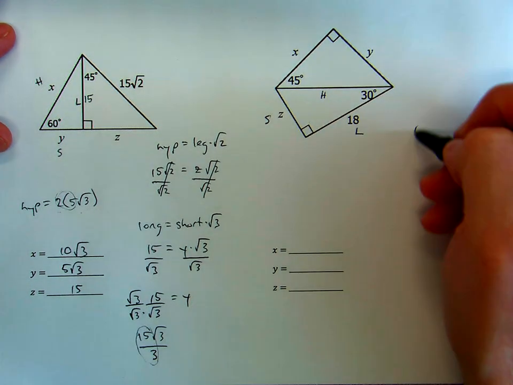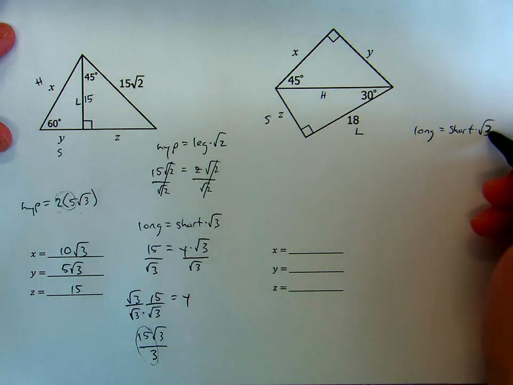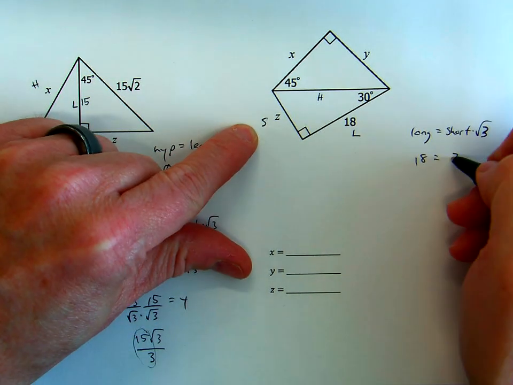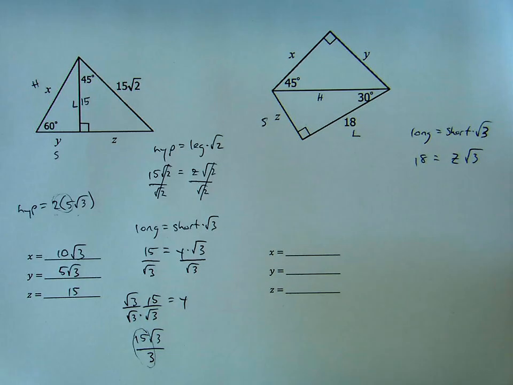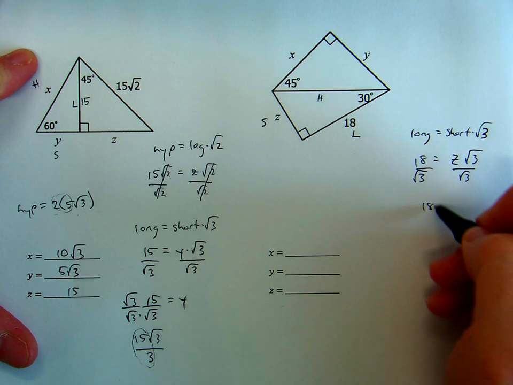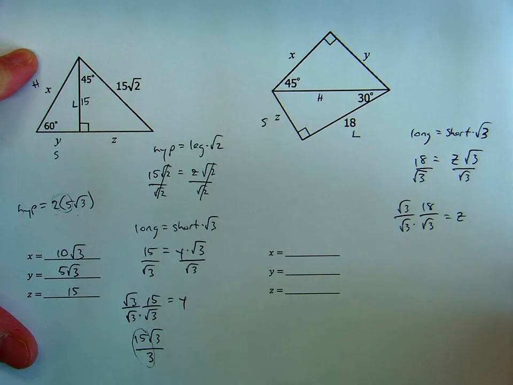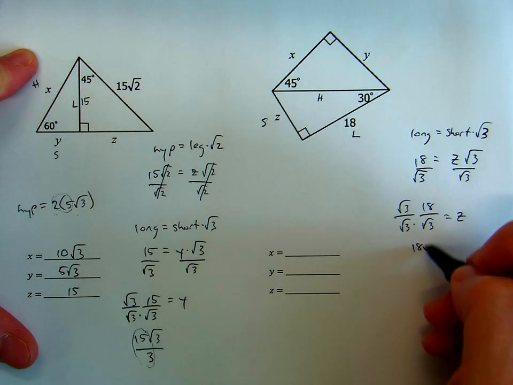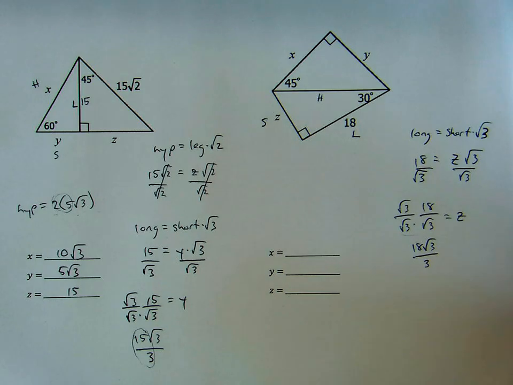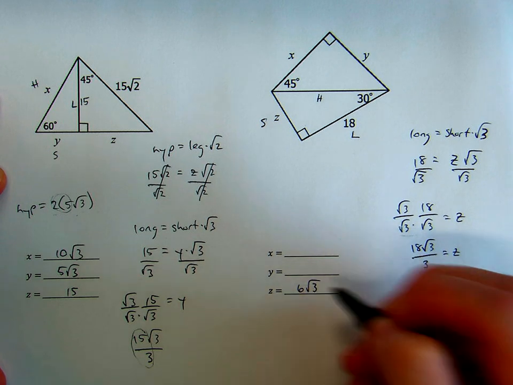So again, long side equals the short side times square root of 3. That's a 3. So the long side is 18. The short side is z times square root of 3. So if we divide by square root of 3, we need to rationalize. So 18 root 3 over 3, but 3 goes into 18, what, 6 times? Remember, this is z, so z is 6 square roots of 3.